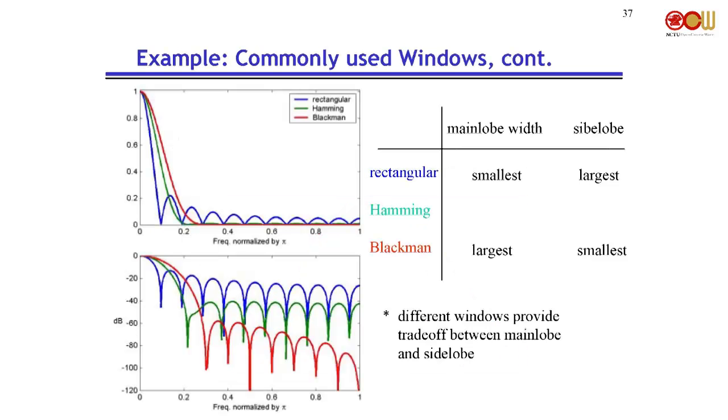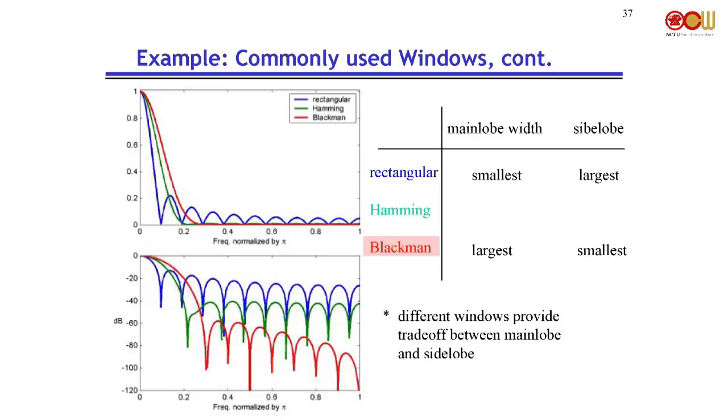This is what it looked like. The blue line is a rectangular window, the green one is the Hamming window, and the red one is the Blackman window. What can you say about the shape? What can you say about the main lobe? That's the window itself, the magnitude response of the window. Which one has the widest main lobe? The red one is the widest, right?